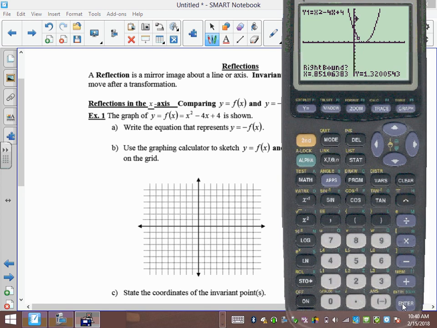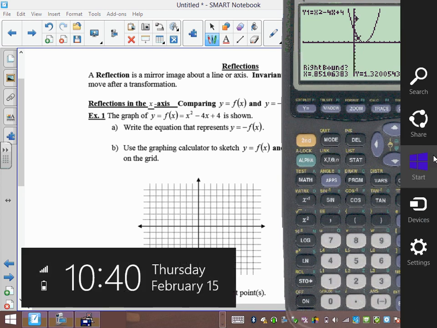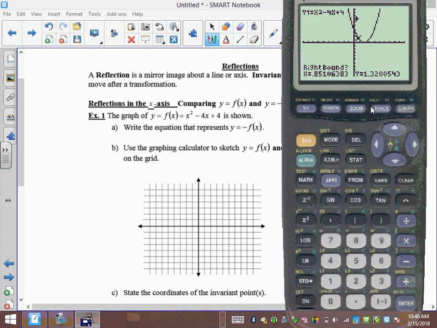Then it says right bound. So then I need to be anywhere on the right of what I'm finding. I'm finding the minimum. So anywhere over here, I could go higher. I could go all the way up here if I really wanted to. I just need to be on the right. Hit enter. And then you have to hit enter so that it guesses.